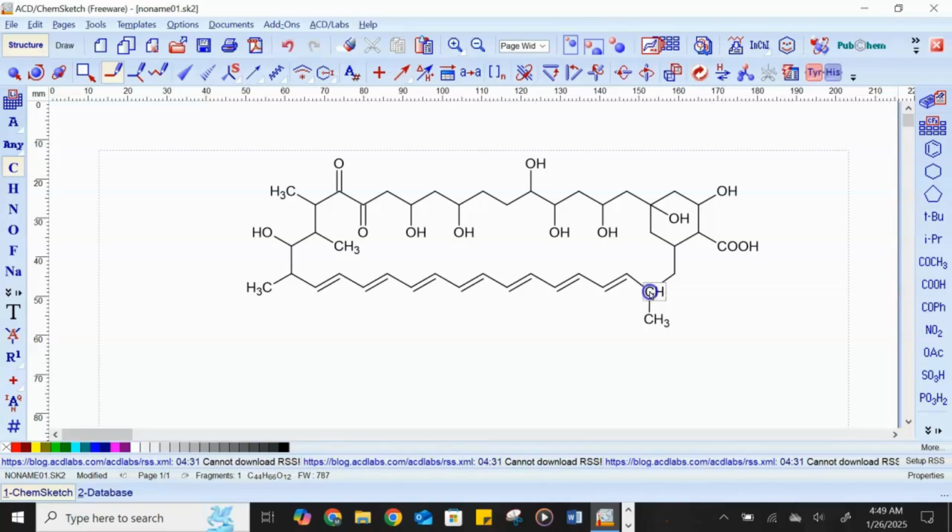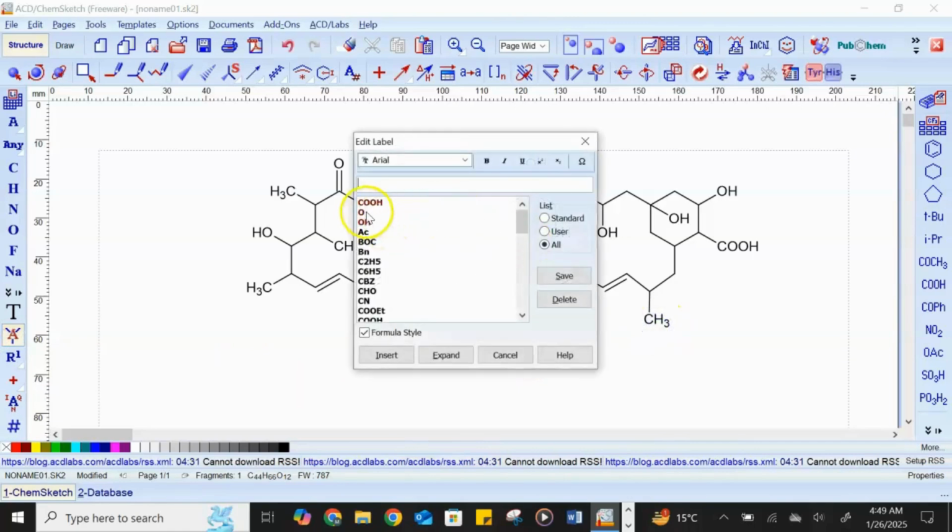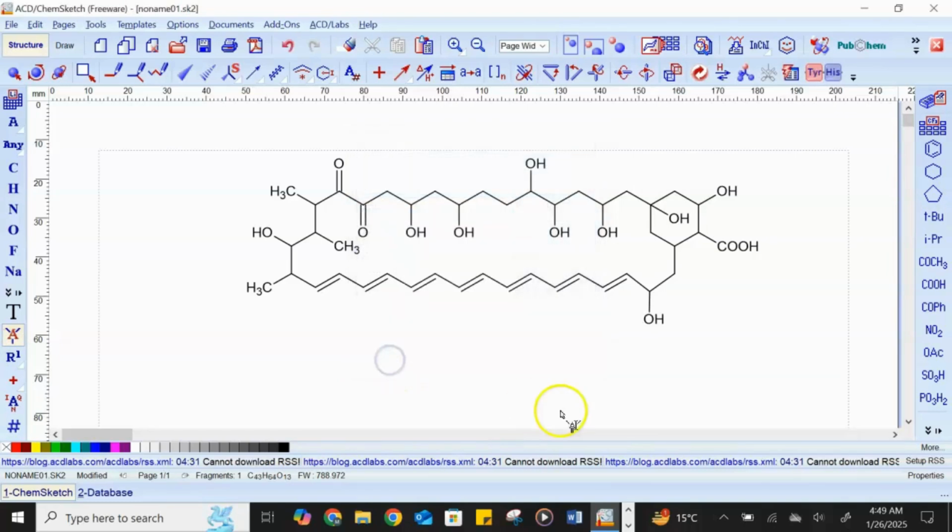You're going to click on the carbon once. And remember, you're going to change the radical label. You're going to add a radical label because we want to add oxygen right here. You're going to click on OH. If it's not there as an option, you're going to type OH, and you're going to insert. Once you are done inserting, this will happen.